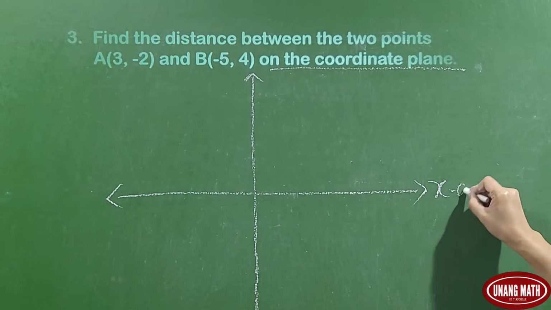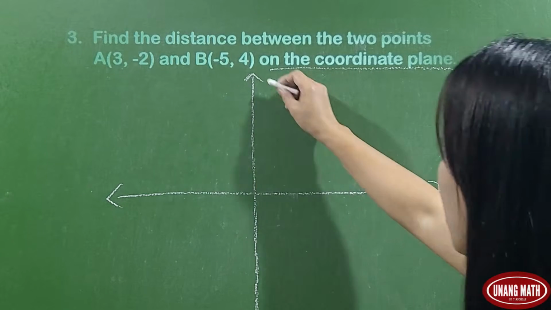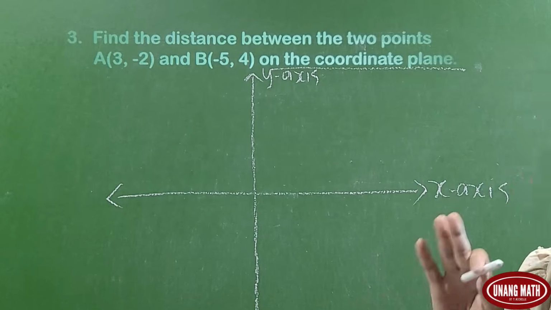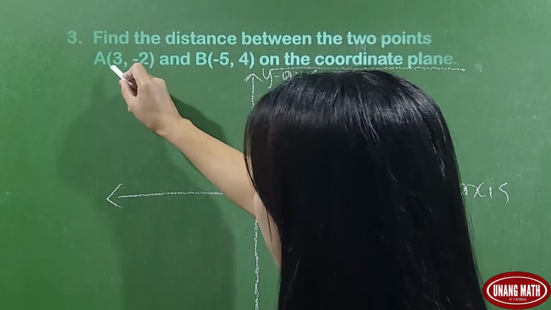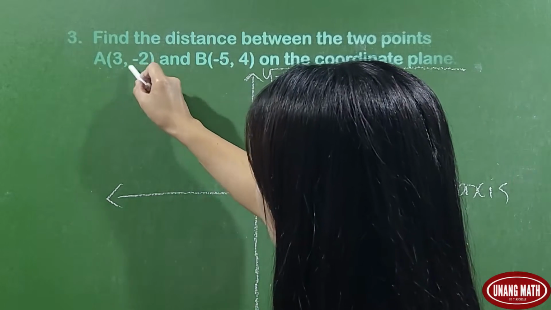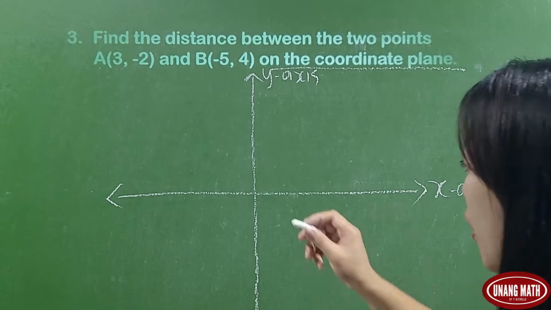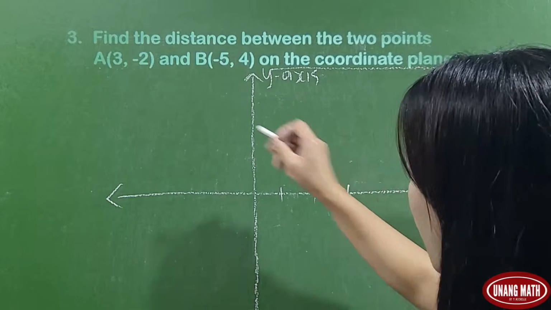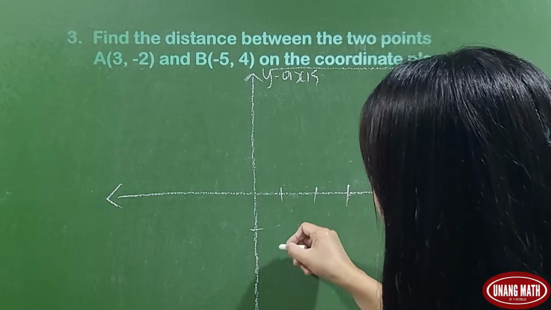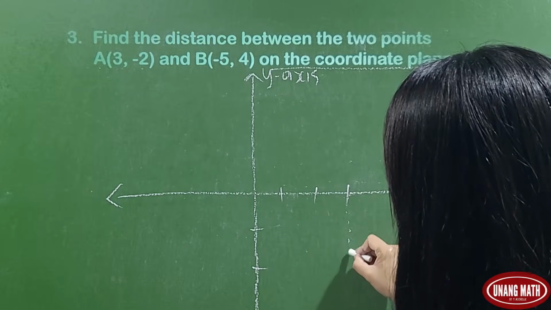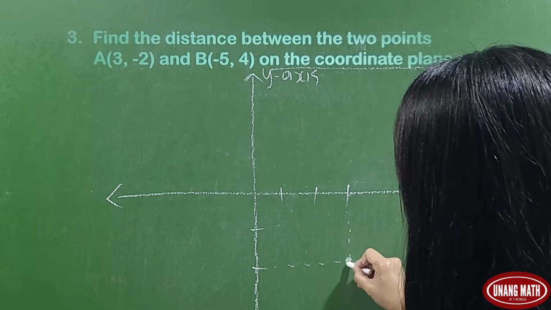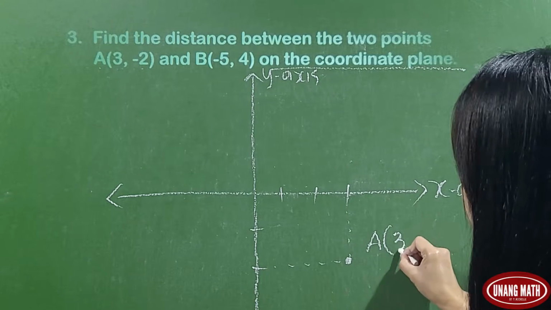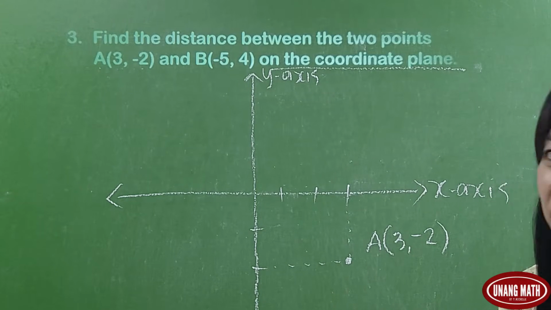So x-axis, this is our y-axis. Okay, the first point is point A. It has coordinates 3, negative 2. So 1, 2, 3. Y coordinate is negative 2, 1, 2. So it means this is our point A. So it has coordinates (3, -2).